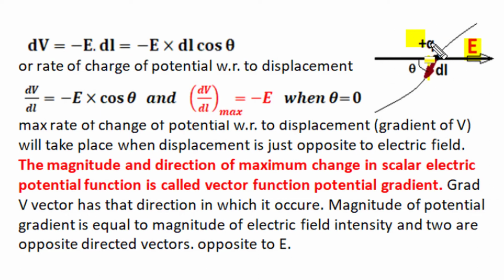done. And the amount of work done in moving a unit positive charge from one position to another position in an electrostatic field is called potential difference, and the elemental potential difference for elemental displacement is given by the negative dot product of electric field intensity and displacement.